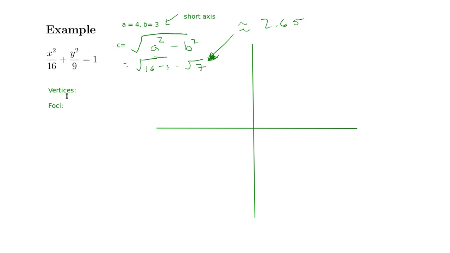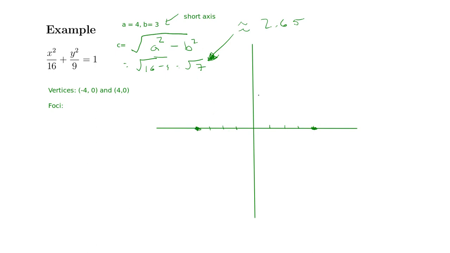We know that those vertices are going to be using our A values. So our vertices are going to be at -4, 0, and our other one is going to be at 4, 0. So let's go ahead and plot those. If we want to plot those things, I'll need some little tick marks on here. So there's 1, 2, 3, 4. There's my first vertex. -1, -2, -3, -4. There's my other one.